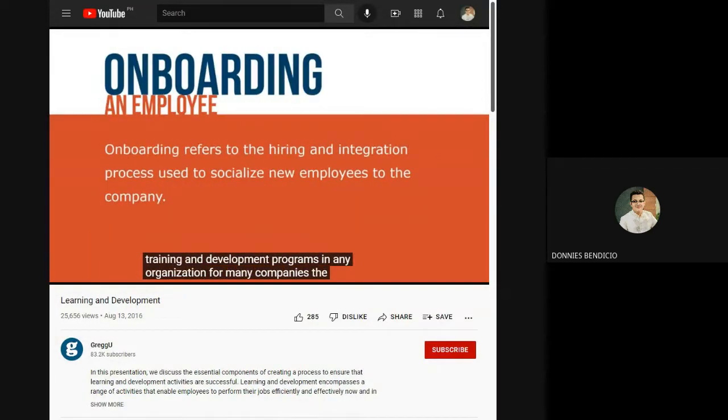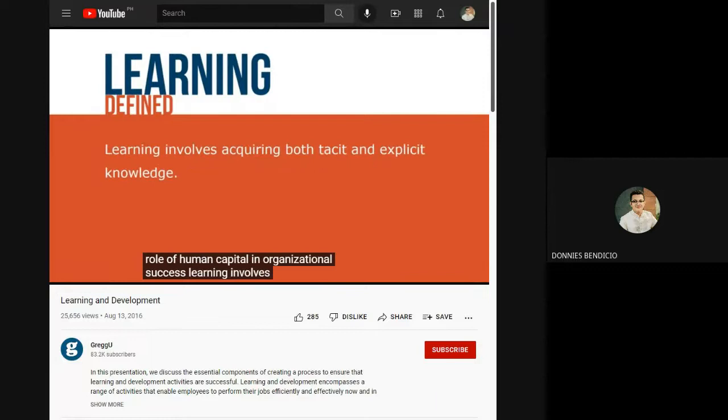For many companies, the new employee orientation process is only one part of a larger program referred to as onboarding. Onboarding refers to the hiring and integration process used to socialize new employees into an organization. This process has become more important to employers in recent years as they've recognized the critical role of human capital in organizational success. Learning involves acquiring both tacit and explicit knowledge. Employees acquire knowledge through formal and informal training activities and other experiences.